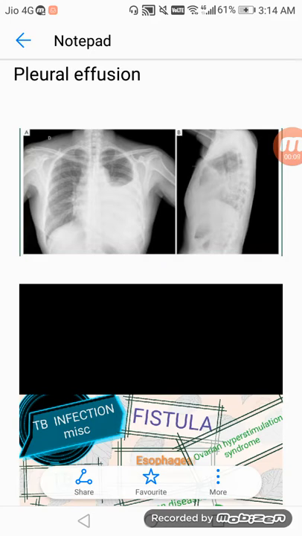This time the topic would be pleural effusion, and let's have a view at the lecture of today, the various slides.